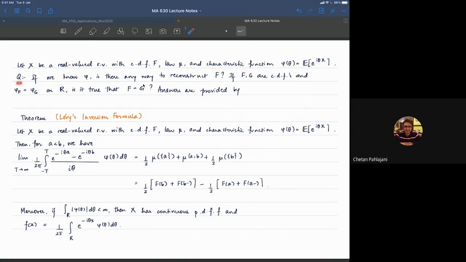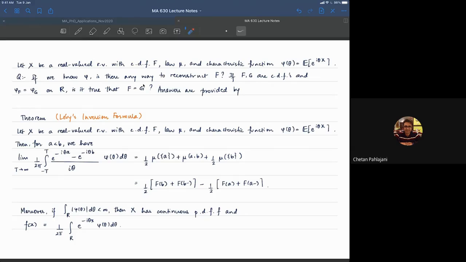And now the question is this: if we know phi, is there any way to reconstruct capital F? That's one question. The second question is, if F and G are CDFs, and a priori you don't know whether they're the same or different, but you happen to know that their characteristic functions agree on the whole real line, is it true that F equals G? And the answer ends up being yes.